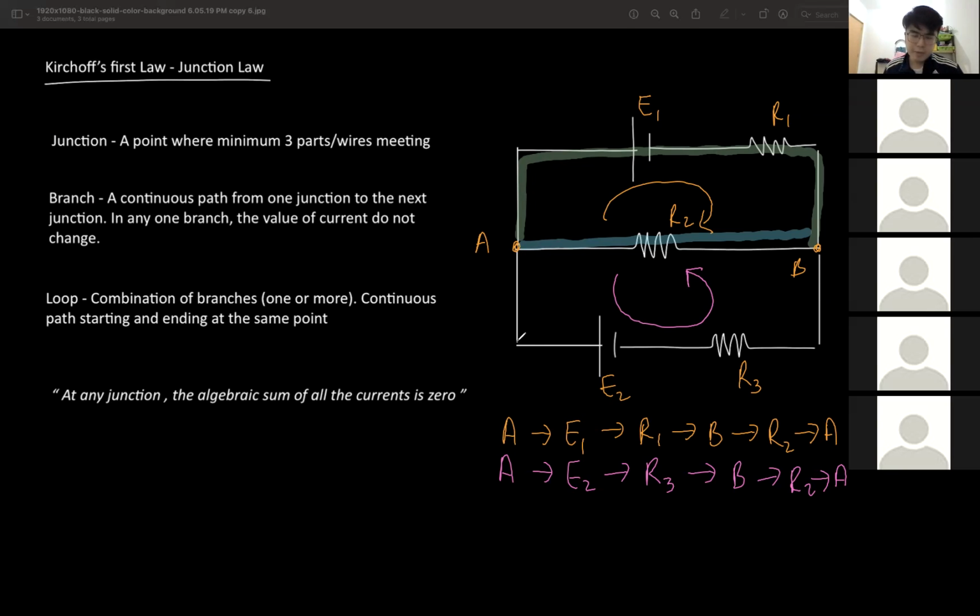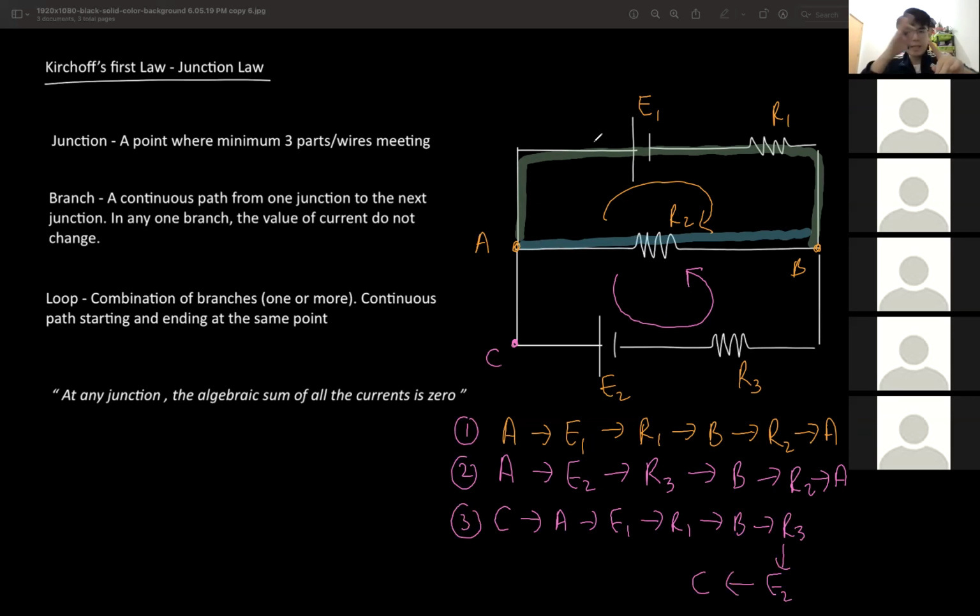Is there any other loop that we can find from here? Yes, I can start at a point here, let's call it point C. I go to the outer circuit. So C goes to A, E1, R1, B, R3, E2, and back to C. So how many loops are there in our circuit? 3 loops. This one, and the outer one, the bigger one, the macro one. So these are the definitions for junction, branch, and loop of a circuit.